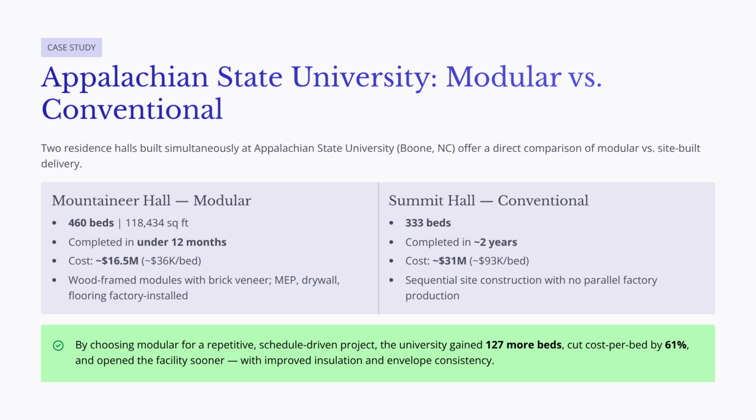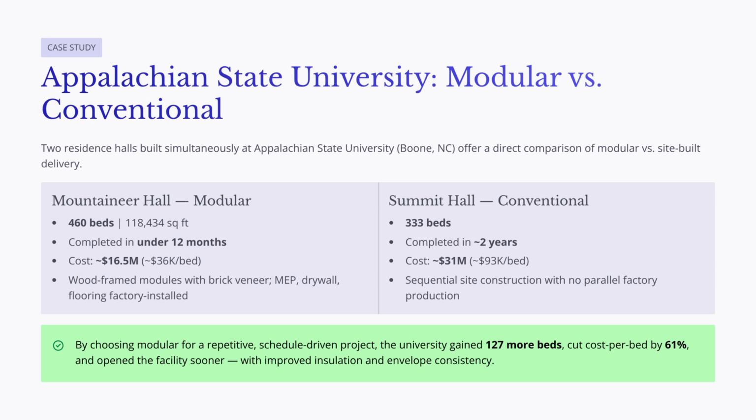The key advantage was that factory production and site work could happen in parallel. While the foundation and site work were being completed in North Carolina, the modules were being manufactured off-site. Summit Hall, by contrast, provided 333 beds, took nearly 2 years to complete, and cost about $31 million, or roughly $93,000 per bed. Its delivery followed a more traditional sequential construction process.